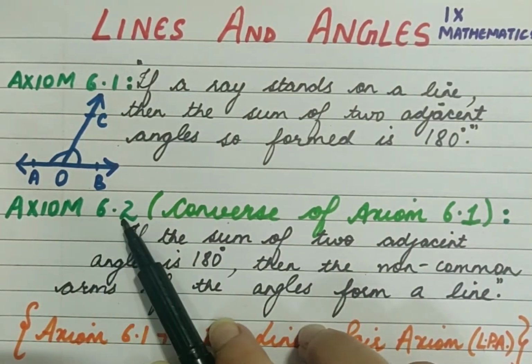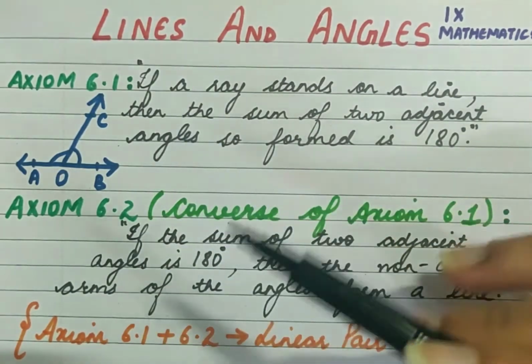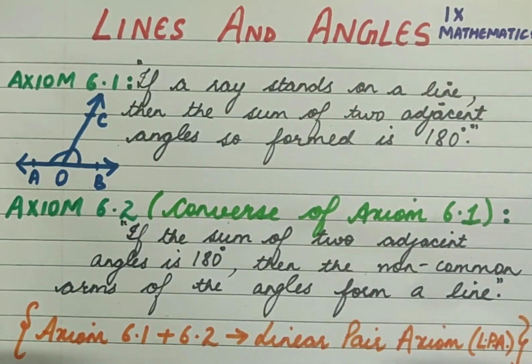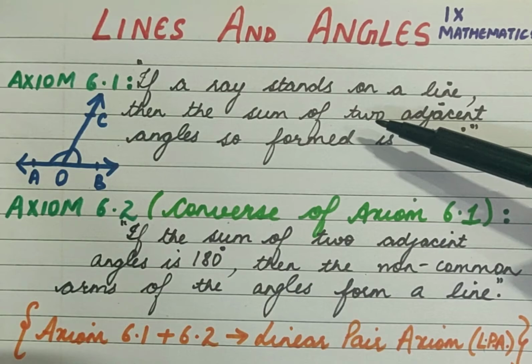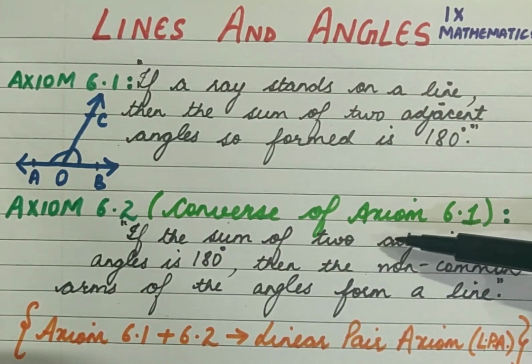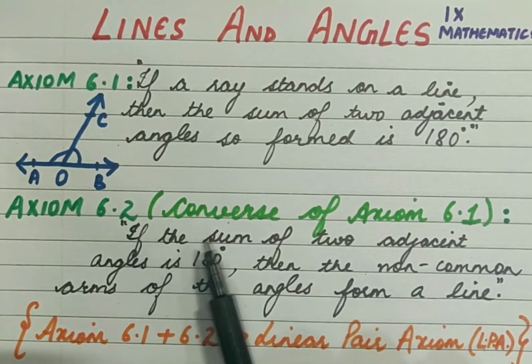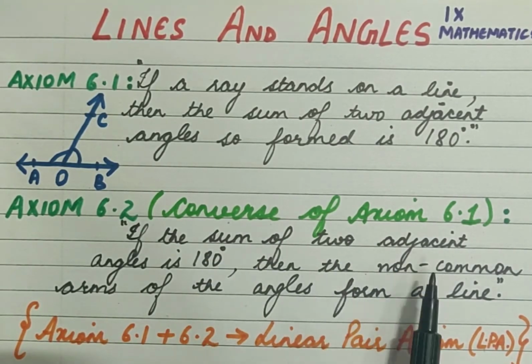Let's look at axiom 6.2. This is the actual converse of axiom 6.1. What is the meaning of converse? Converse means opposite, vice versa we can say, somersault. Alright, so whatever was given in axiom 6.1 would be actually deduced here in axiom 6.2. So let's see what is axiom 6.2. If the sum of two adjacent angles is 180 degrees, then the non-common arms of the angles form a line.